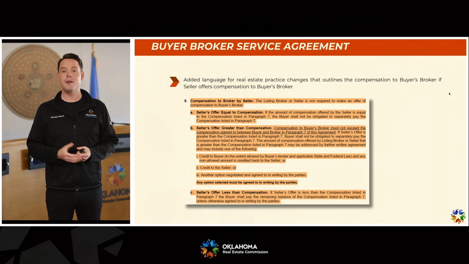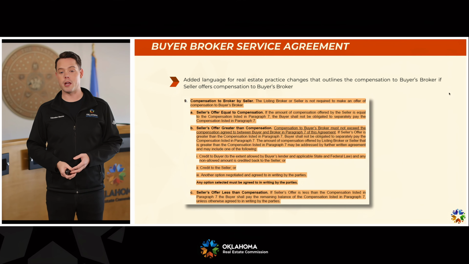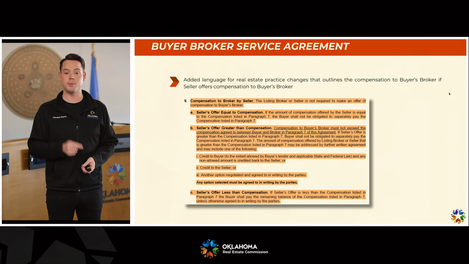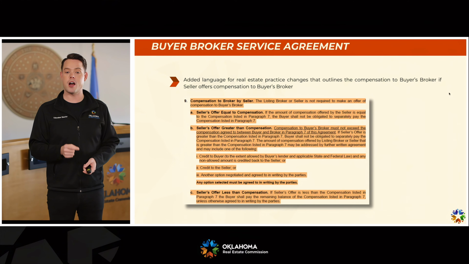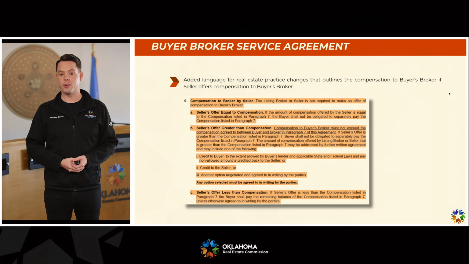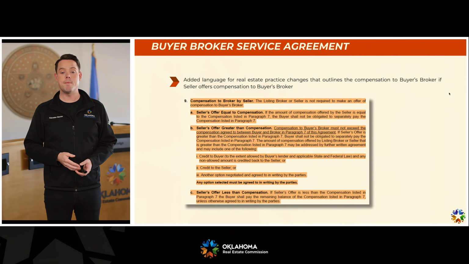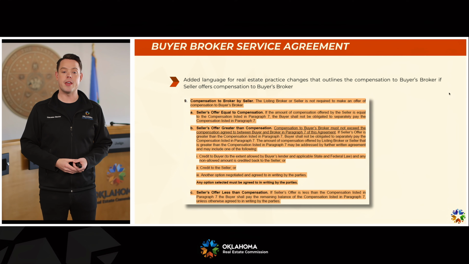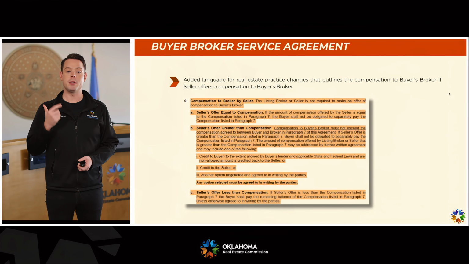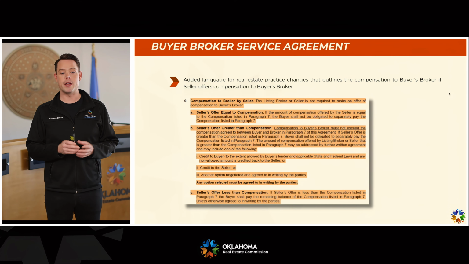Compensation to buyer's broker must not exceed the compensation agreed to between the buyer and the broker in paragraph 7 of the agreement. If seller's offer of compensation is greater than the compensation listed in paragraph 7, the buyer is not obligated to separately pay the compensation in paragraph 7. The amount of compensation offered by the listing broker or seller that is greater than the compensation listed in paragraph 7 may be addressed by further written agreement, and it may include one of 3 options. It can either be a credit to the buyer, it can be a credit to the seller, or another option that is agreed to in writing by the parties.